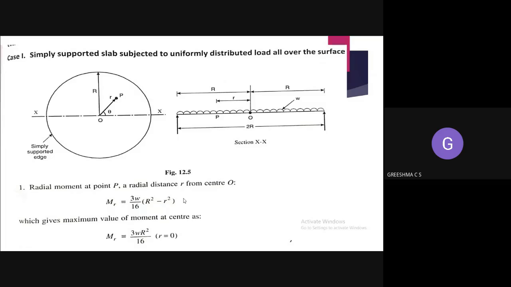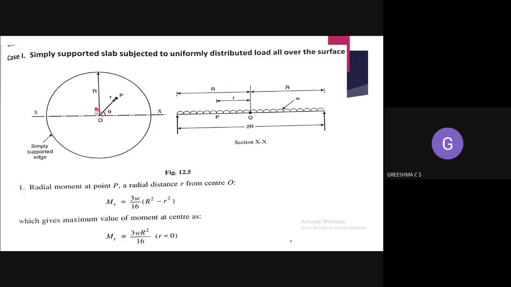Now, coming to the diagram. Can you tell me where you will have the maximum moment from this loading diagram? You have completed SA1 and SA2, so from all this information you can assume where the maximum moment will occur. If you take a section over here, can you tell me where it will occur in a circular slab?